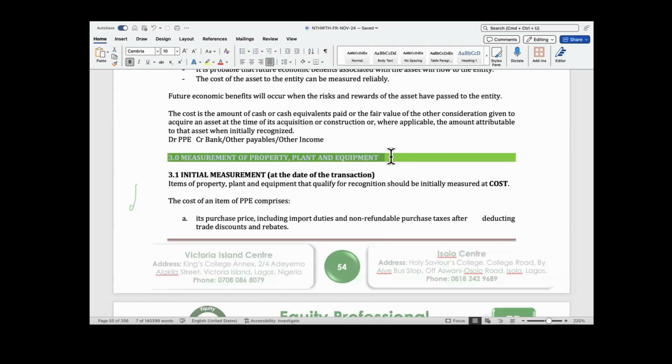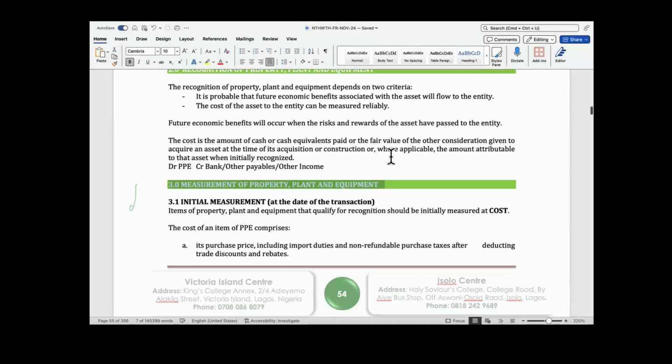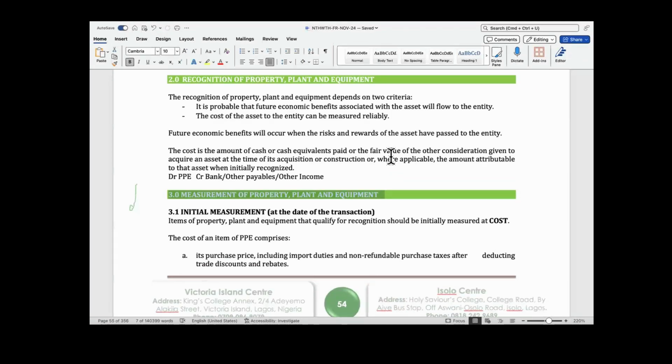Okay, Olakunle, please ask a question. Yes, sir. In your definition of cost, you said the cost is the amount of cash or cash equivalent paid or the fair value of the other considerations. So when you say other considerations, what do you mean?